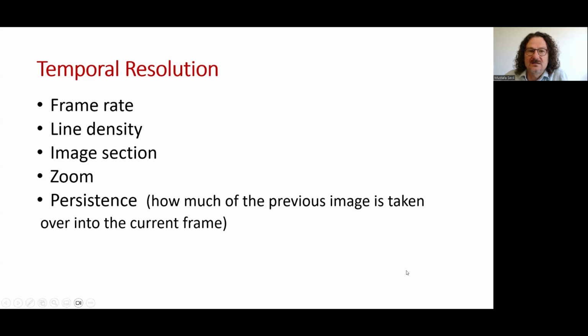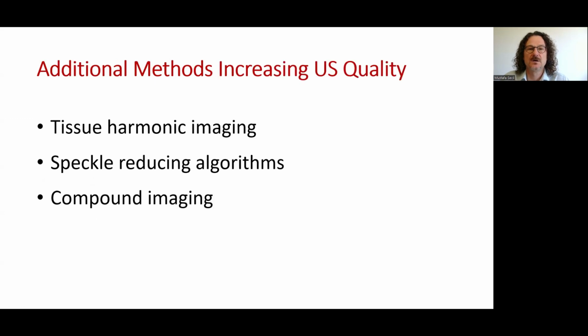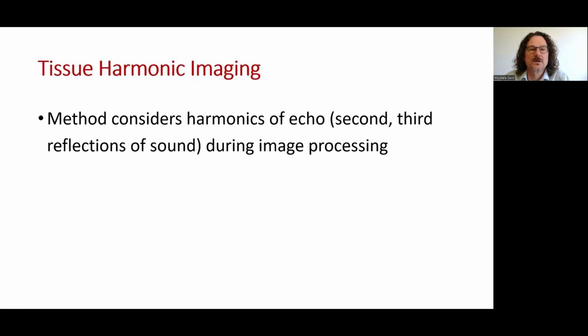The third one is the temporal resolution, which depends upon the frame rate, line density, image section, zoom, and the use of persistence. The term persistence defines how much of the previous image is taken over into the current frame. There are some additional methods to increase ultrasound quality, like tissue harmonic imaging, speckle reducing algorithms, and compound imaging.